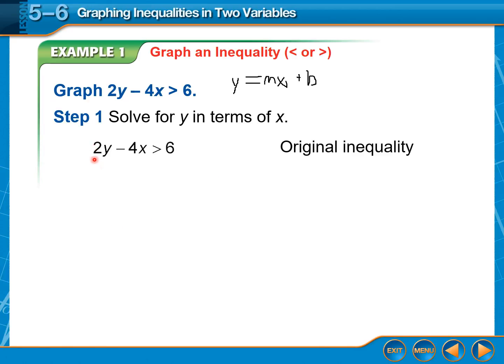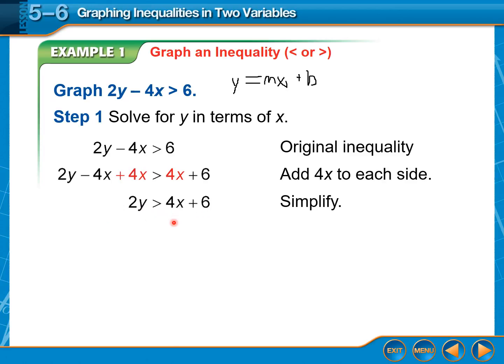So write the original inequality, 2y minus 4x is greater than 6. And then we're going to add 4x to both sides because we need to take everything away from here except y. We need to move everything to the other side. If I've got 2y and I'm taking 4x away, I need to add it back. And if I add 4x to one side, I have to add 4x to the other side. So 2y minus 4x plus 4x, those two cancel each other out. And so we're left with 2y is greater than 4x plus 6.